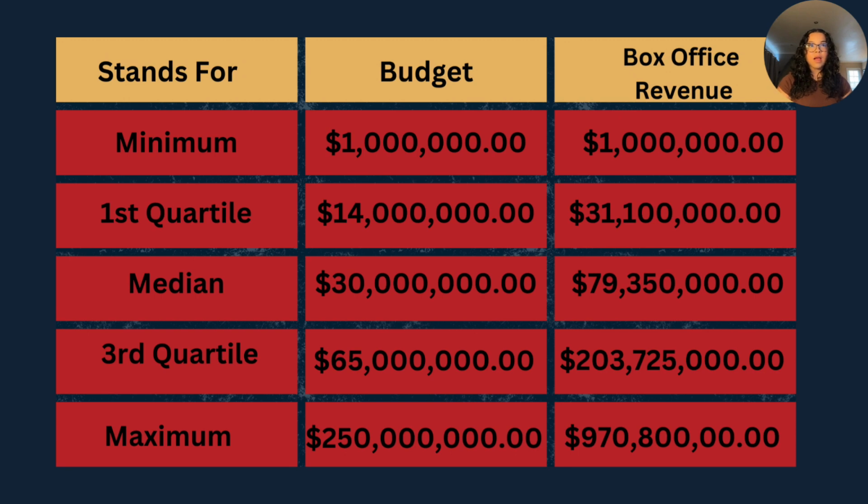The median kind of doubles in size from budget to box office revenue, and it continues to do so going from the third quartile to maximum, which is, I find, very fascinating that they can really double their sales, even just through budget. So I definitely would want to invest in a movie if I was the movie executive from Hollywood.